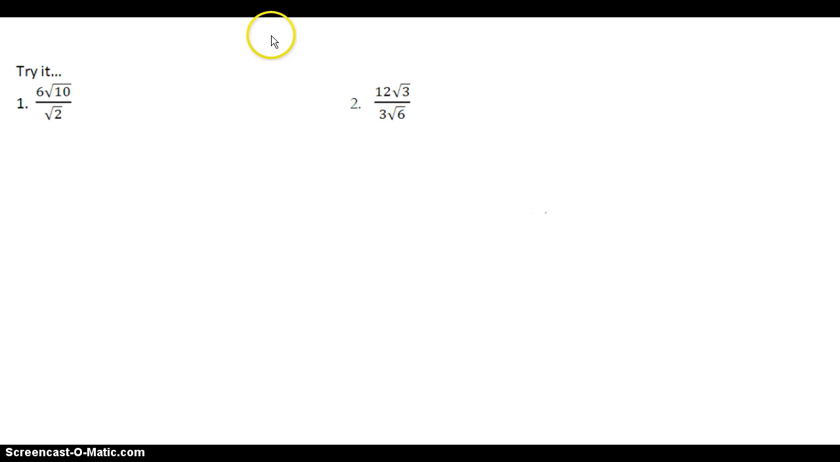So always start by simplifying anything you can prior to just going off and rationalizing things. So my 6 cannot reduce with anything. However, my 10 and my root 2 can reduce, giving me a root 5 in the numerator. So my answer is 6 root 5, and I didn't even have to rationalize.